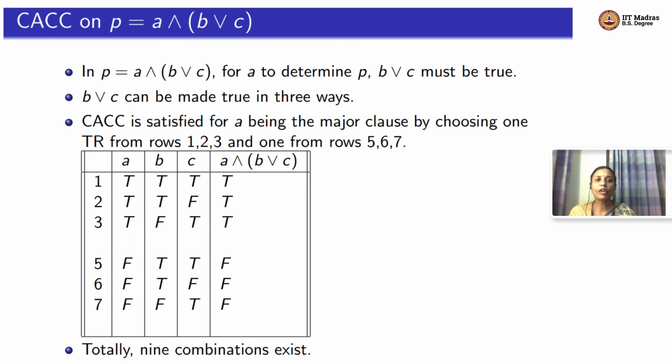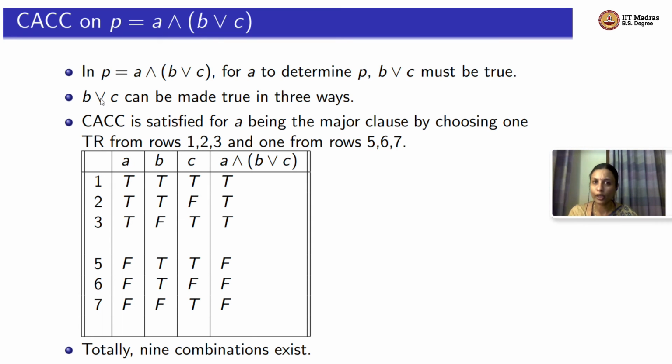So let's first look at correlated active clause coverage. That's the most useful thing, because why? It ensures that the minor clauses take values such that the major clause determines the predicate P. That is, the truth or falsity of the major clause flips the truth or falsity of P. So in P equals A and B or C, for clause A to determine P, because it's an AND, B or C must be true. If this is true, then if A is true, then P will become true. If A is false, then P will become false. Now let's focus on B or C. B or C can be made true in three possible ways, right? Because it's an OR.